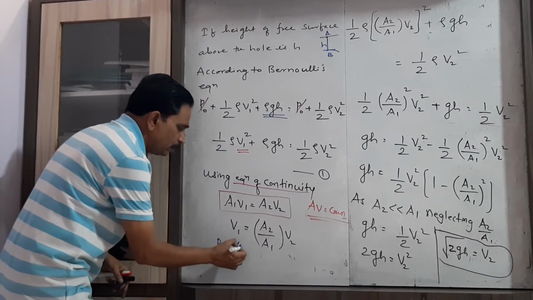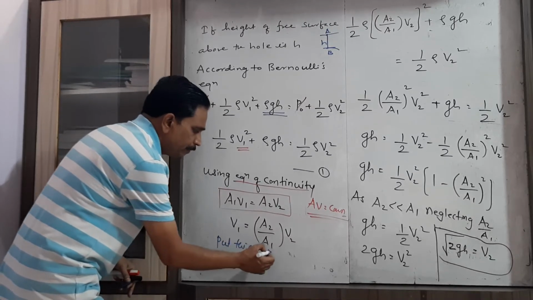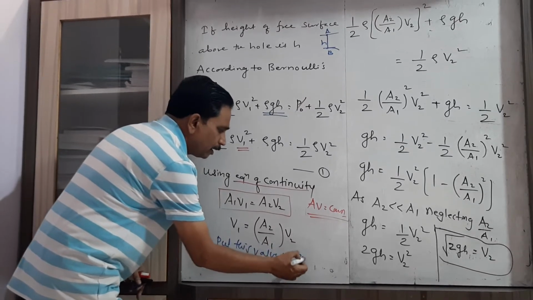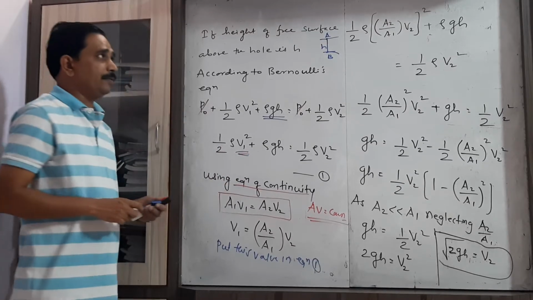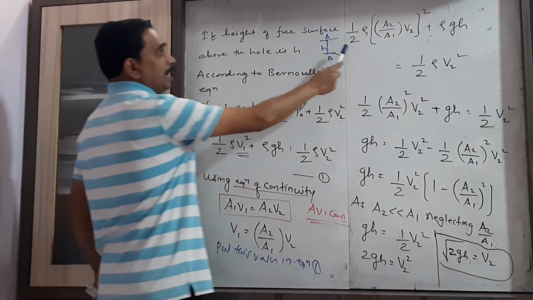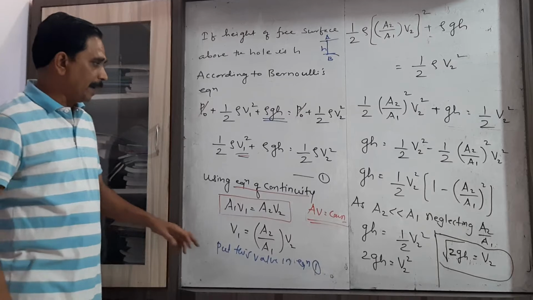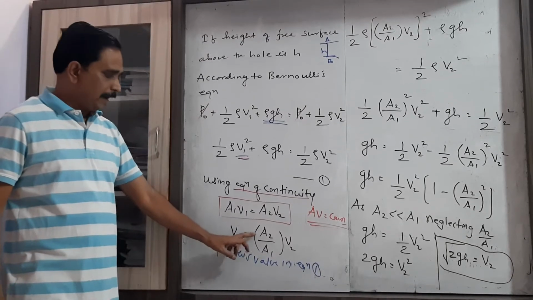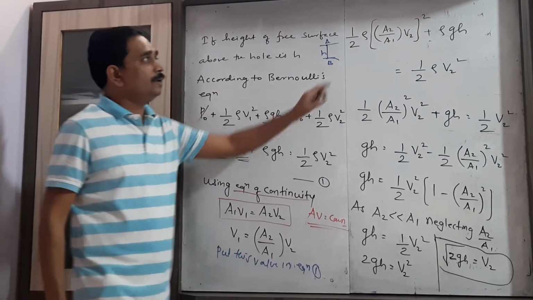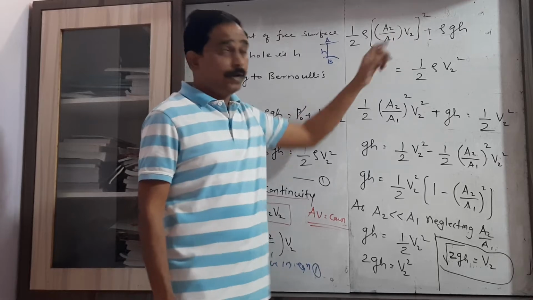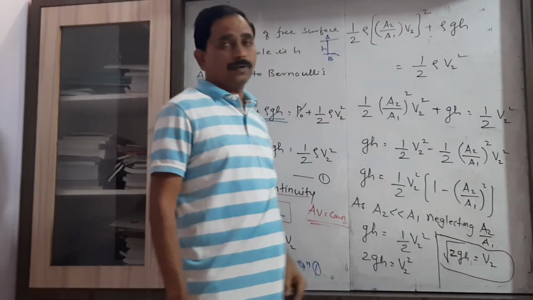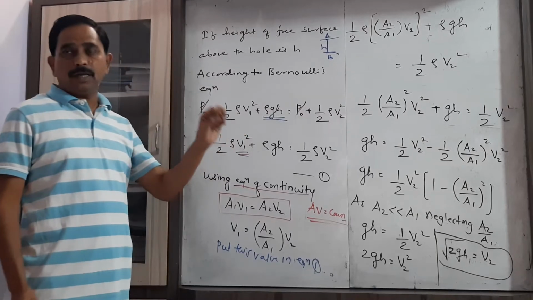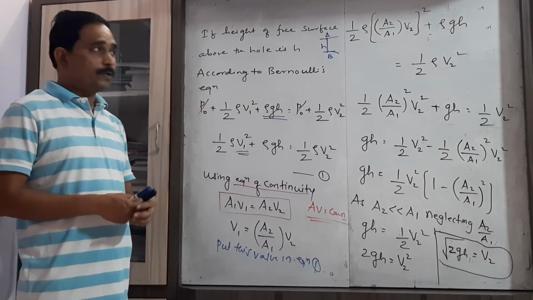Put this value in equation 1. So I write half rho in bracket, the value of V1 as A2 by A1 into V2, and we have to take the square, so I write bracket square, plus rho GH equals half rho into V2 square.